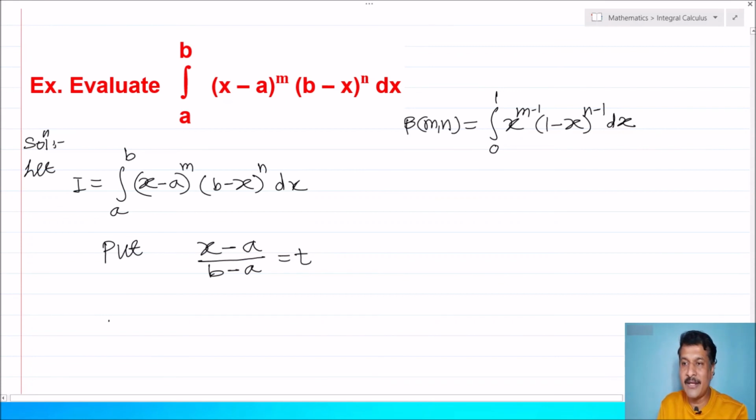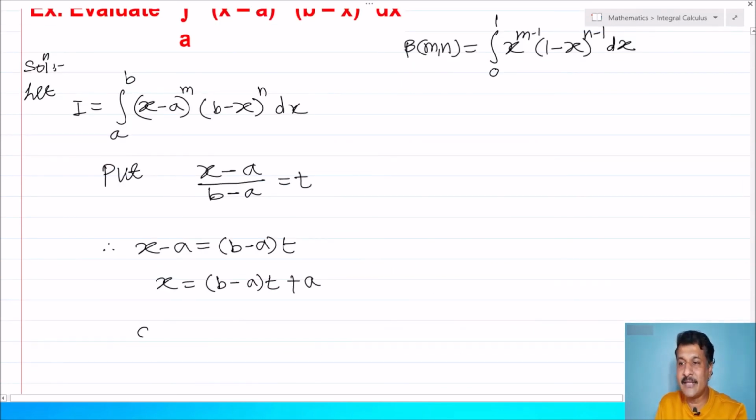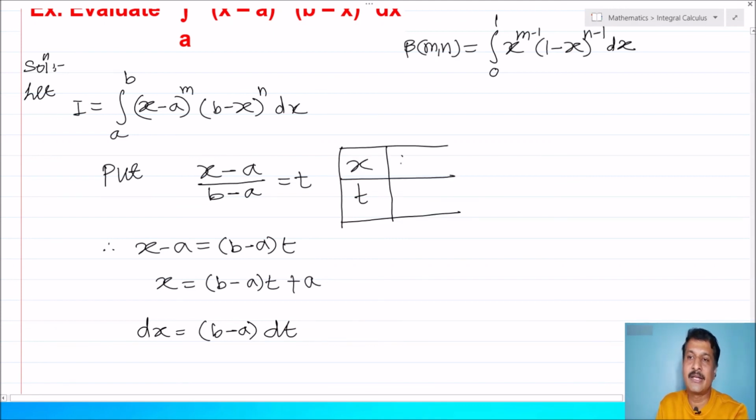And therefore you find the value of x. So x minus a equals b minus a into t. So x equals b minus a into t plus a. So what about dx here? It will be b minus a into dt. And now you consider the limits x to t. Given limits are a to b. So x equal to a, I am getting t equal to 0. When x equals b, b minus a upon b minus a becomes now 1.